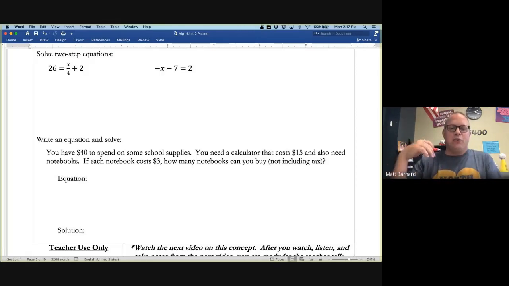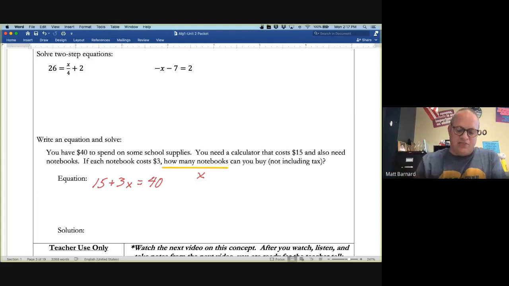Okay, so the unknown that we have here is we want to figure out how many notebooks. So we're going to refer to that as our x. Okay, so we know we're going to buy a $15 calculator, plus we're going to spend $3 for every notebook we buy, and we've got to see if that'll equal 40. And again, we're trying to see how many notebooks we could buy.